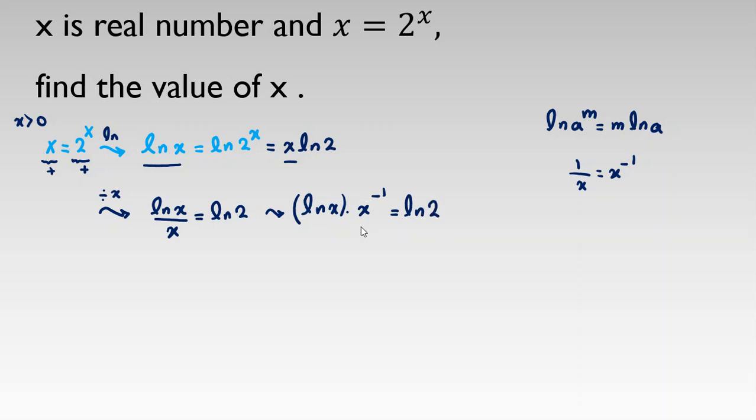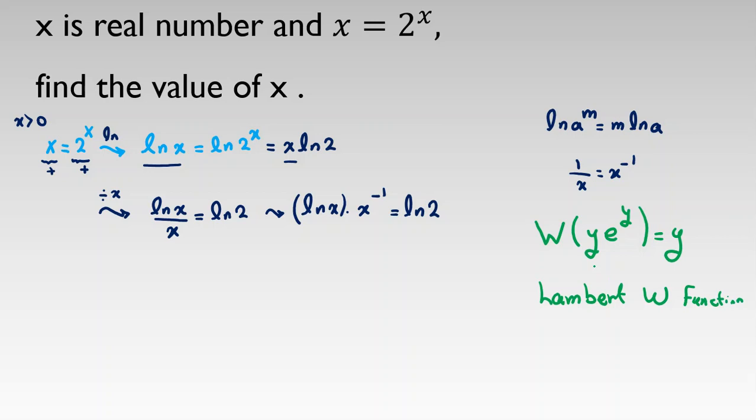Okay, now that we see this, we have a famous function. We call it the Lambert W function, and with W we show it. It is this: if you have, for example, y times e to the y equal to some value, then y is the Lambert W function of that value.